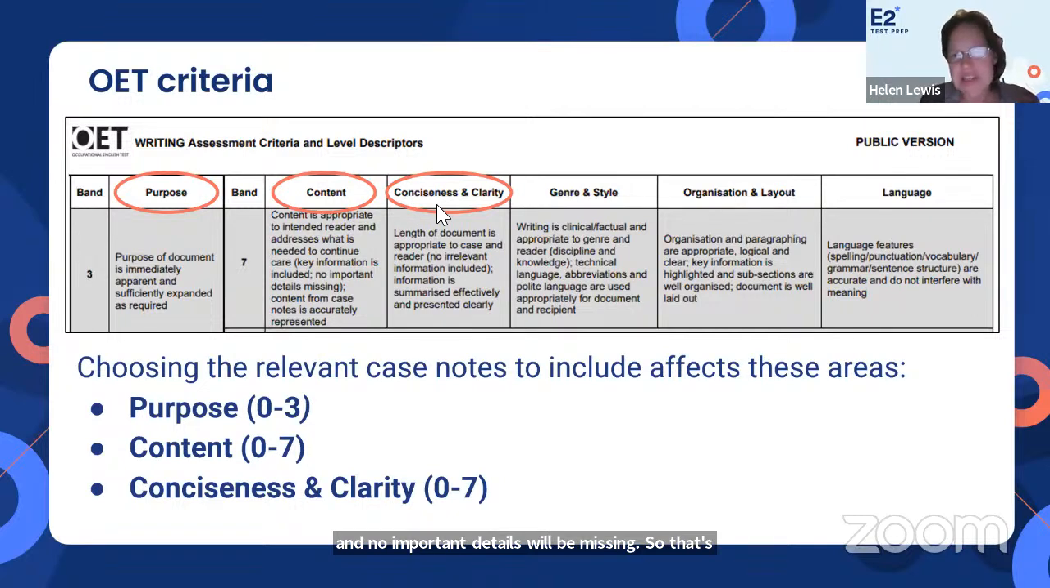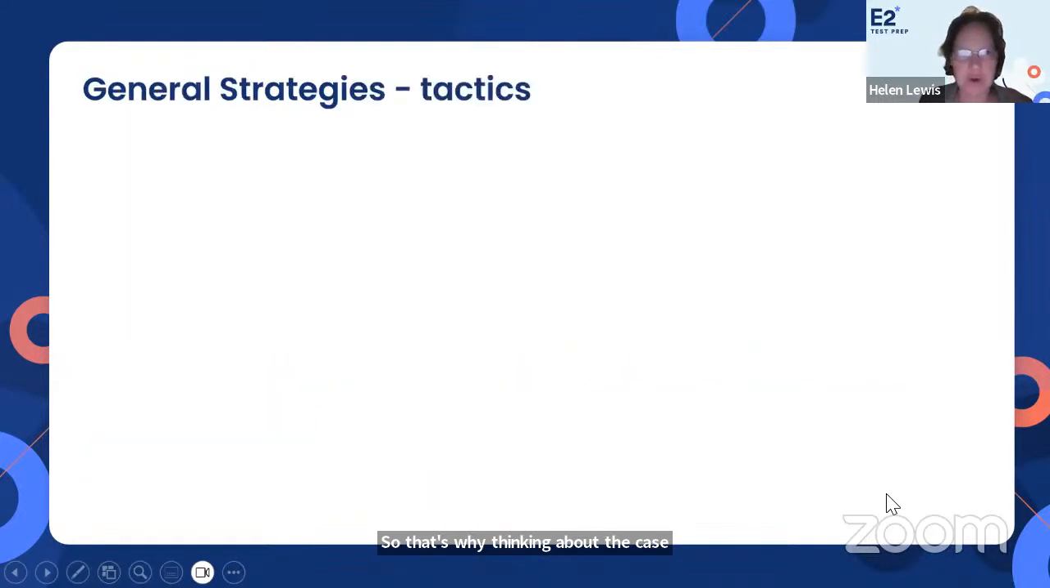And for conciseness and clarity, that means being short, being clear as well. Okay. If you make sure you exclude irrelevant information, if you don't include irrelevant information, you will score highly on conciseness and clarity. Because as we know, healthcare professionals are busy and they only need to read what they need to read. Okay, so we don't want to take up our readers' time. So that's why thinking about the case notes is so important and it's a skill to work on.